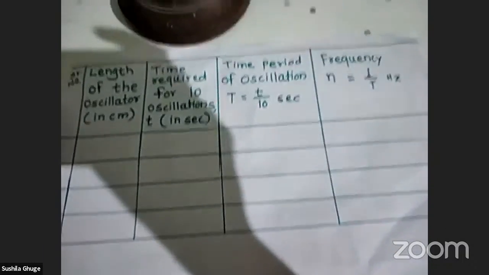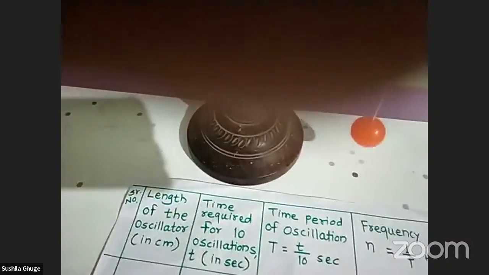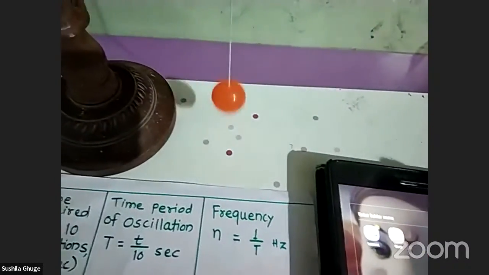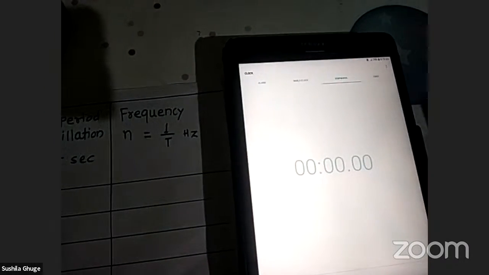These are called oscillations. Okay. And to know the relationship between frequency and length of pendulum, we are going to do this activity. For this, we are using this table and a stopwatch. We need one stopwatch also. I'm going to use this device as a stopwatch. Okay. So we will start our activity.